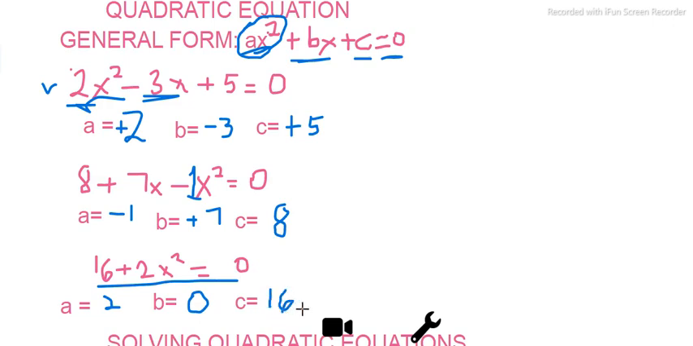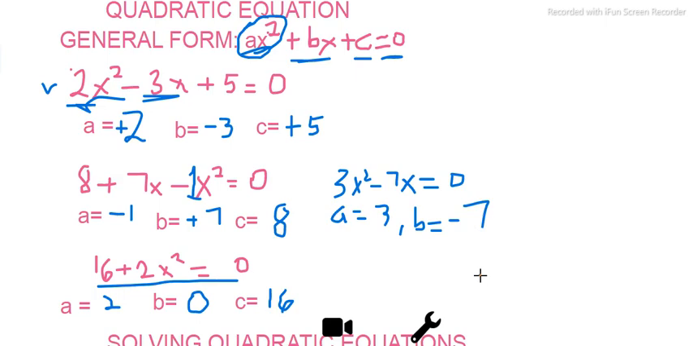If there is no constant term too, just like if I have something like 3x squared minus 7x, this is a quadratic equation that has no constant term. So our a here will be 3, b here will be minus 7. Do you understand? So I'll continue with the rest in the next video.